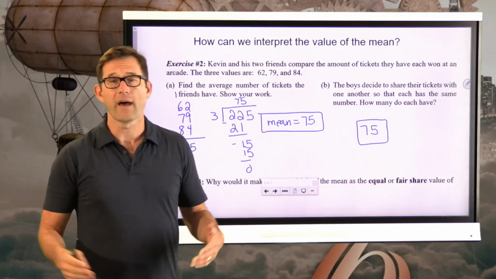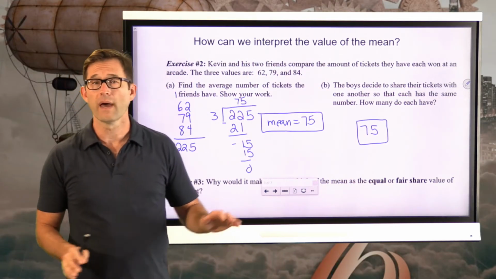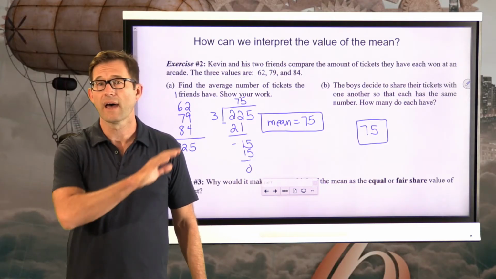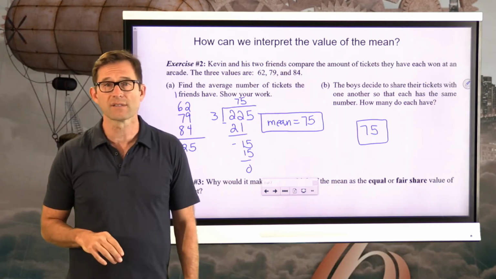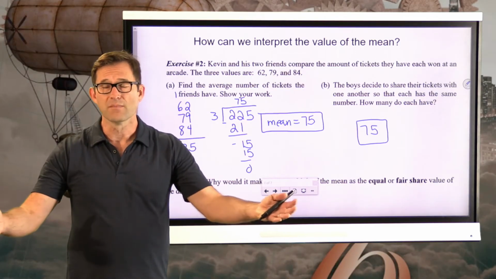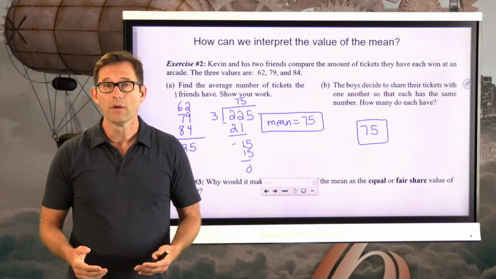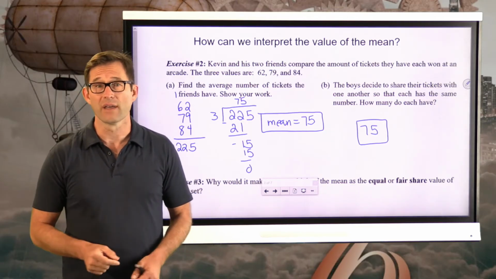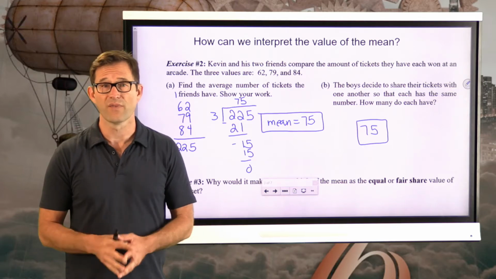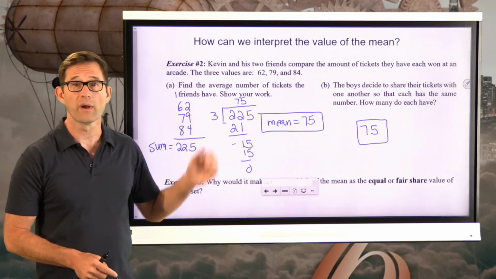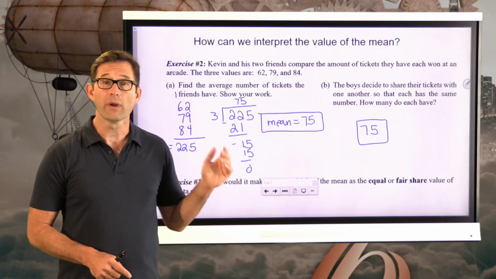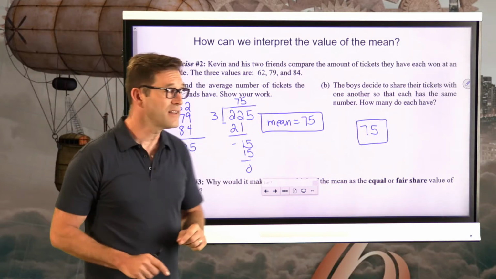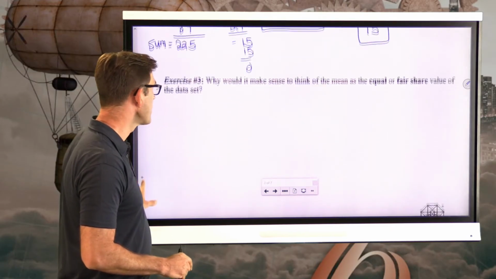If we didn't have this idea of the mean at all, if we hadn't been talking about it, if you had just gotten this problem, the kids have 62, 79, and 84 tickets, but they want to divide them amongst themselves so that they each had the same number, what you would do to figure that out is exactly what we did to figure out the value of the mean. You would add up all the tickets, find out how many total there were, 225. Then you'd divide by 3 to see how many each one of them had, right? And then that gets us into how we want to think about the mean.